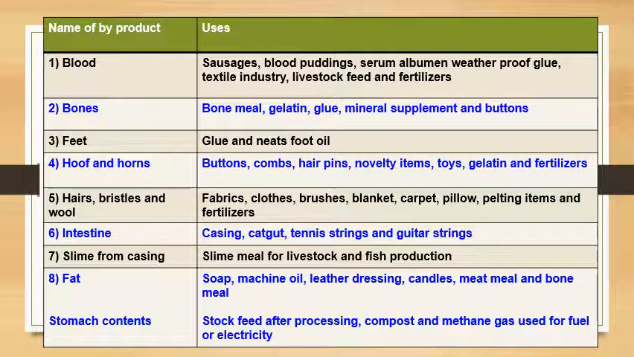The bones are used either for making bone meal or making gelatin or glue or mineral supplement and buttons. The feet are used for making glue or making neat's foot oil. This is a very special kind of lubricant, we will discuss later. Then hooves and horns can be used for buttons, combs, hairpins, novelty items, toys, even sometimes for low quality gelatin or as fertilizers. Then hairs, bristles and wool.